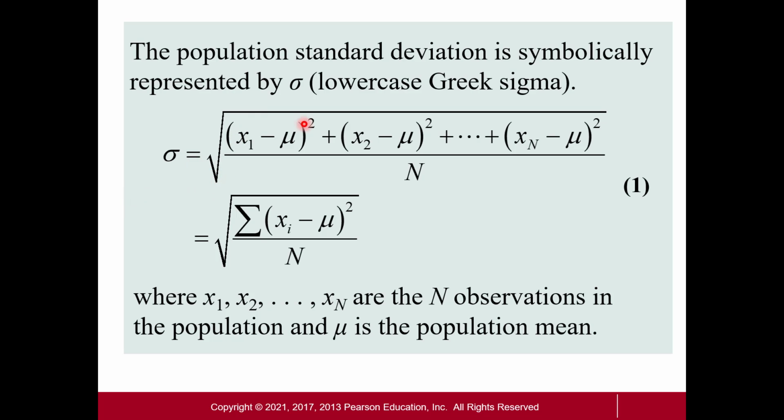Notice it's the square root of the sum of all of these differences, which we're calling the deviation about the mean. This is one data point minus the mean, mu. It's just the difference between that observation value and the average, and we do that for all of the data points. We square those differences, add them, and then divide by the population size. Then once we take the square root, that is what we call our standard deviation.